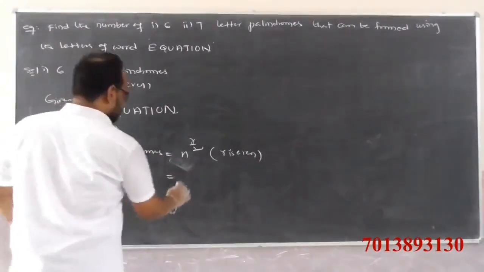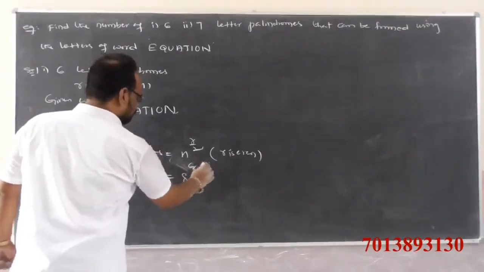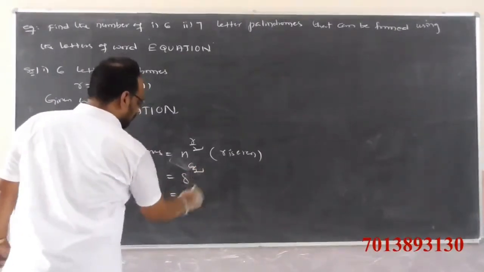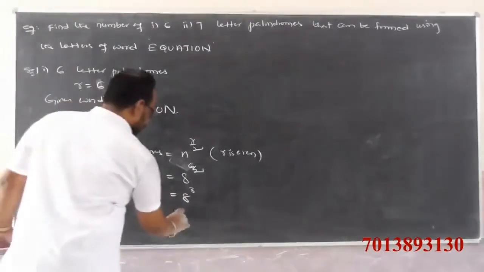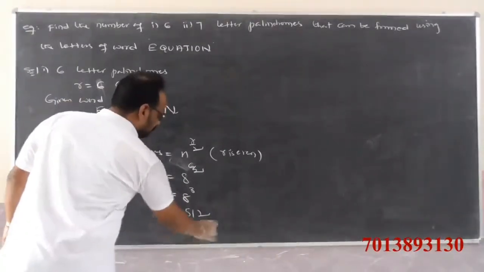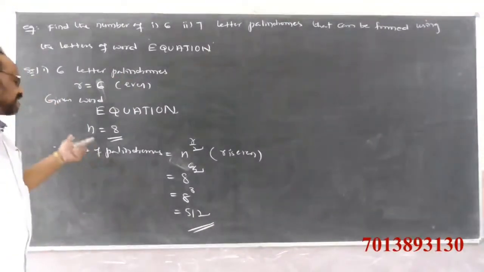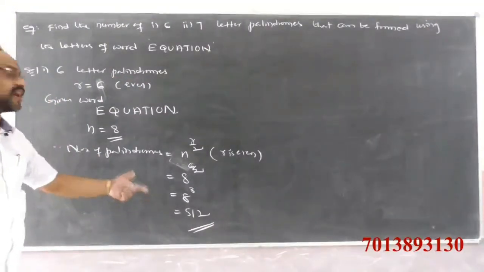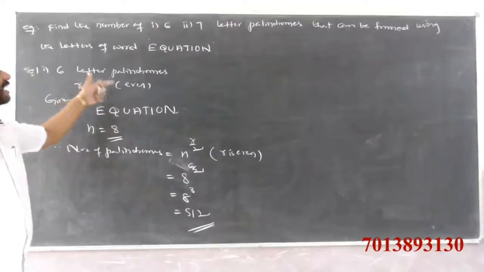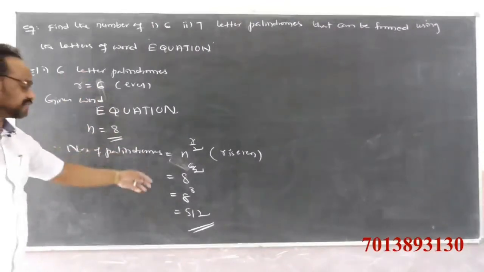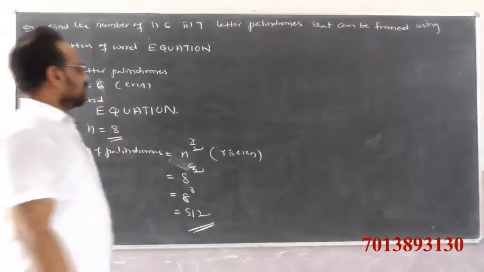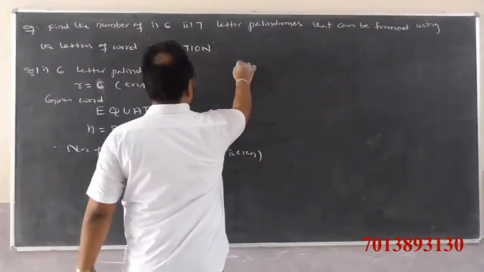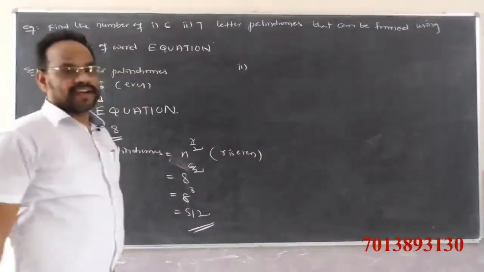Clearly the n value here is 8. So 8 power 6 by 2, that is 8 power 3, which is 512. So the number of palindromes equals 512. These are the 6 letter palindromes. Next, the second question, that is 7 letter palindromes.